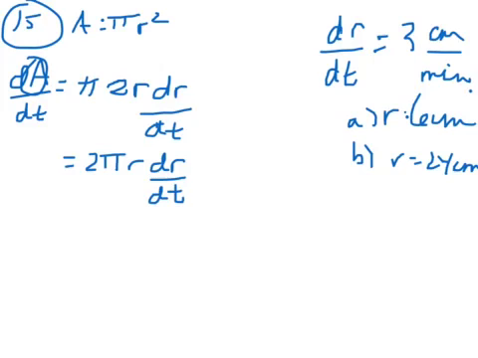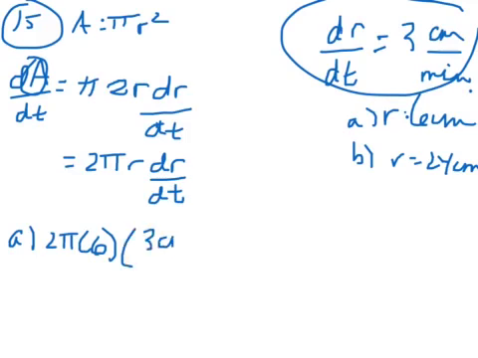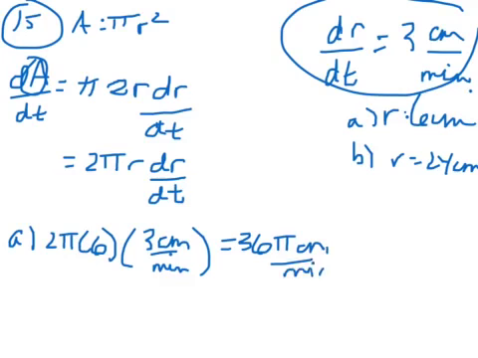Now, if we want to evaluate this when r is 6, we just plug in r is 6. So for A, 2 pi times the radius, 6, and then dr dt, remember they told us that up here at the beginning, the rate it's changing at is 3 centimeters per minute. So 2 times 6 is 12, times 3 is 36. That would be 36 pi centimeters per minute. And this was centimeters here, so it's actually centimeters squared per minute. Radius is in centimeters, so I need to put that in so I can tell what's going on here.